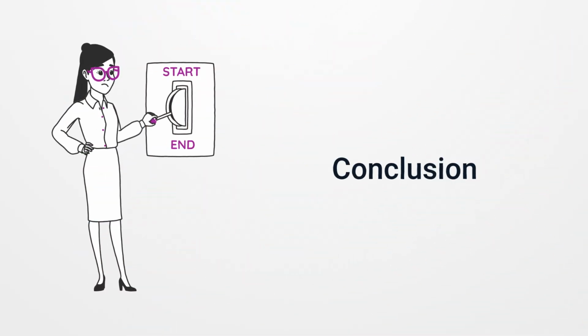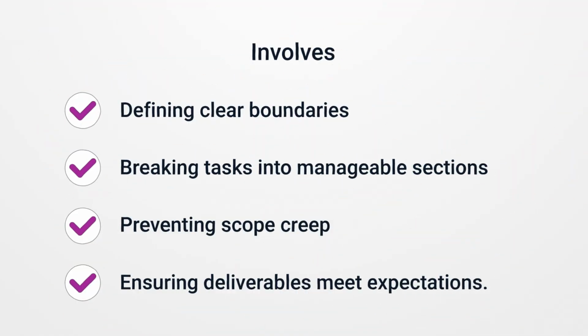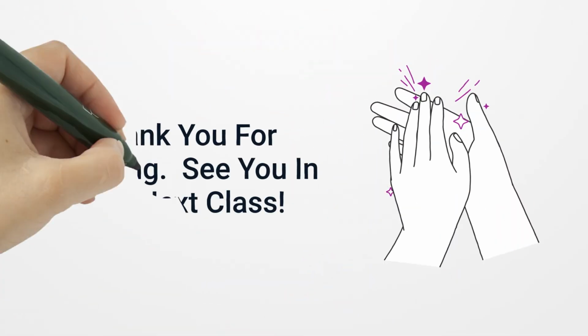Conclusion: project scope management is critical for delivering successful projects. It involves defining clear boundaries, breaking tasks into manageable sections, preventing scope creep, and ensuring deliverables meet expectations. Understanding how to effectively manage, verify, and control scope helps project managers stay within budget and meet deadlines while ensuring stakeholder satisfaction.